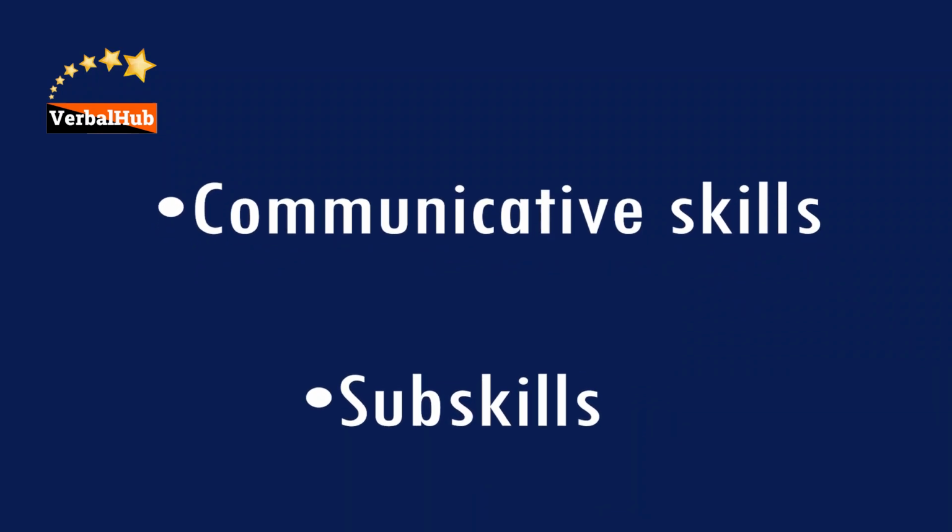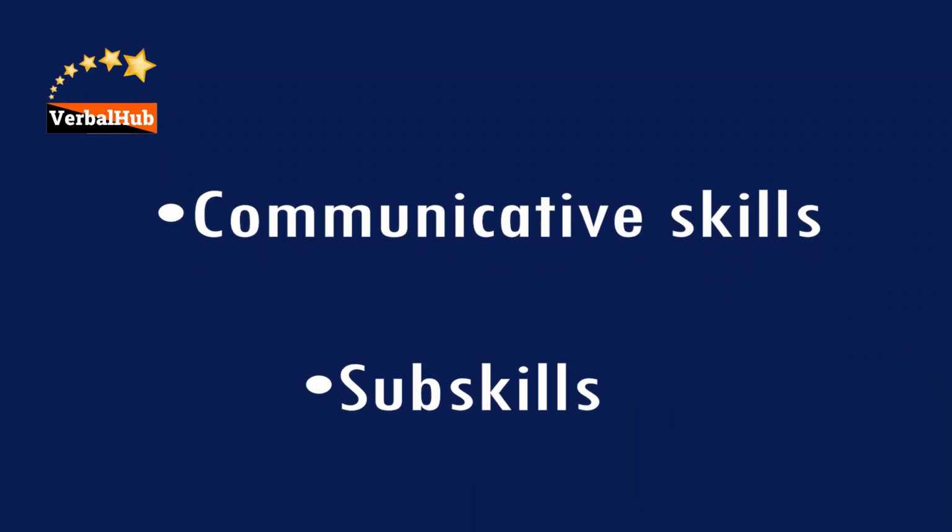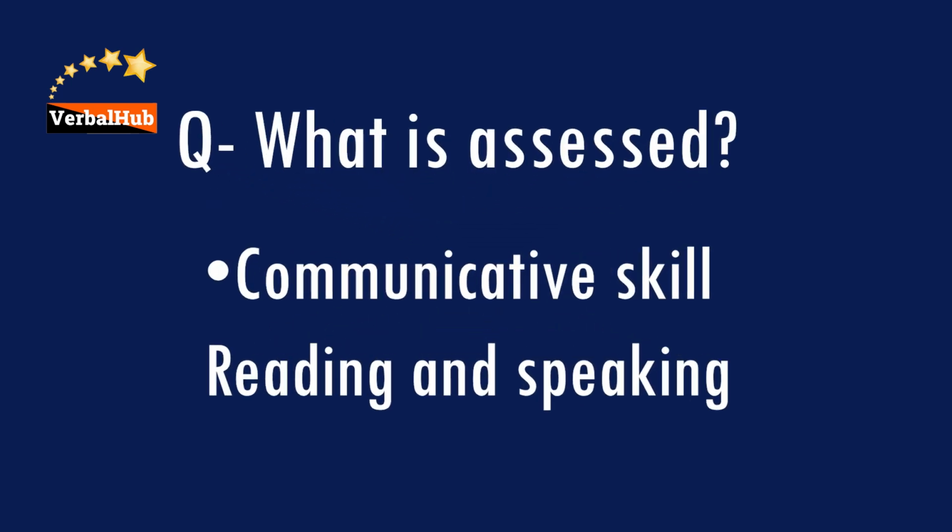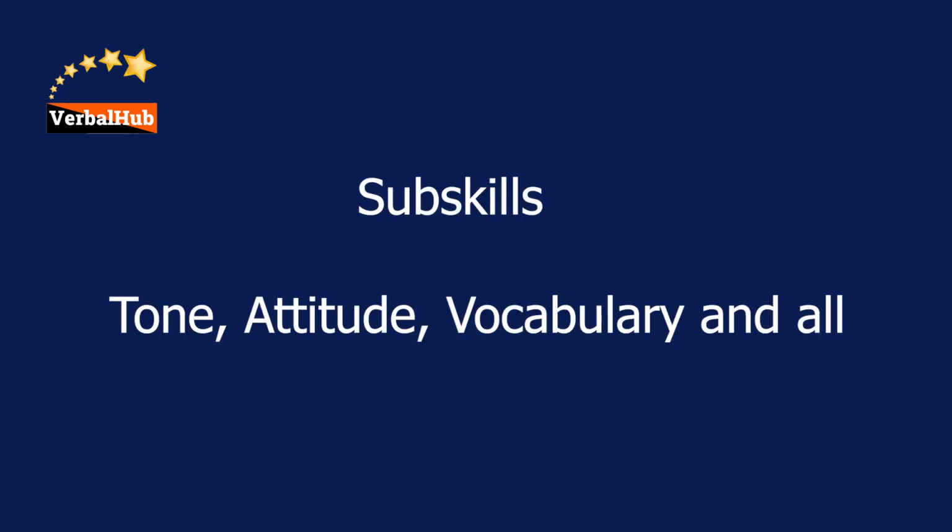So now let me tell you what is assessed. Basically two types of skills are assessed. The first one is communicative skills and the second one is sub skills. In communicative skills, your reading and speaking will be tested, and in sub skills, identifying a writer's purpose, style, tone or attitude, understanding academic vocabulary, and reading a text under timed conditions. All these things will be tested.